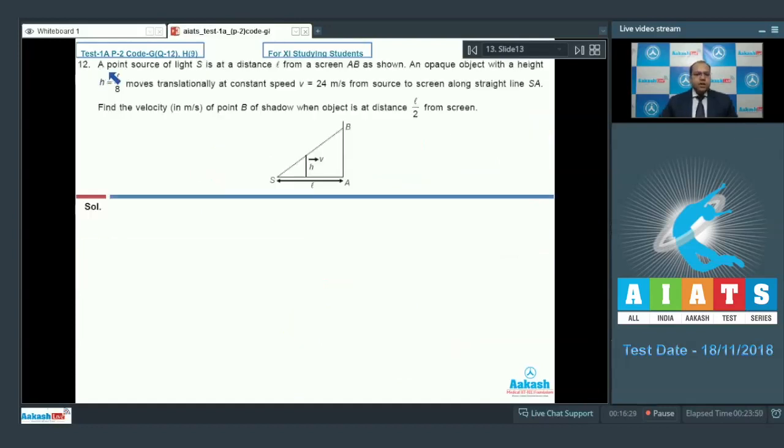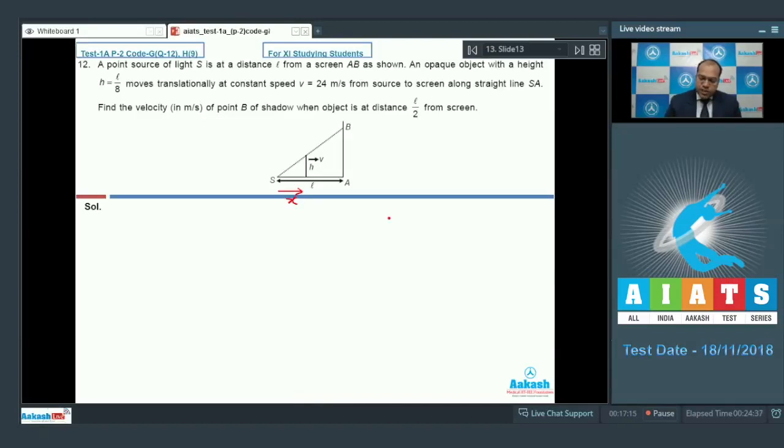In question number 12, a point source of light S is at a distance L from a screen AB as shown. An opaque object with a height h equal to L by 8 moves translationally at constant speed v equal to 24 meter per second from source to screen along a straight line SA. Find the velocity in meter per second of point B of shadow when object is at a distance L by 2 from the screen. So let at any time t, this object is at a distance x from the source.